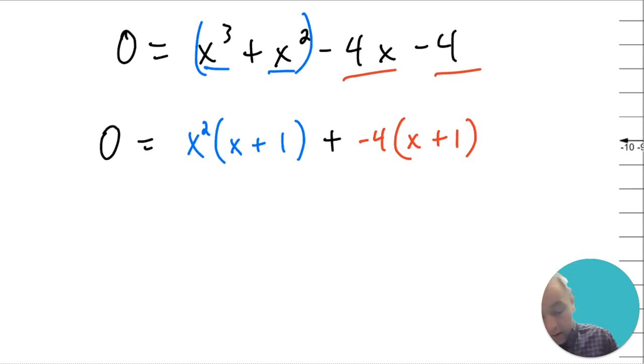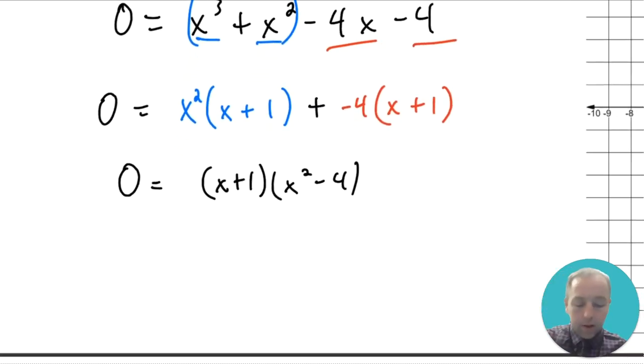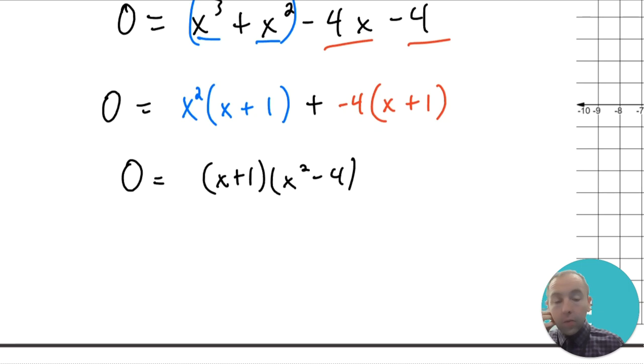And then that blue term and that red term both have the common factor of x plus 1 that I can factor out from both of them. And so we get the right-hand side of the equal sign to now be completely factored as the product of the binomial x plus 1 with the binomial x squared minus 4. Okay? And that's really helpful because then we can use the zero product property to solve. You'll notice that this one right here is x squared minus 4, which is a difference of squares. It's x squared minus 2 squared. So you could break that down further into x plus 2 times x minus 2.